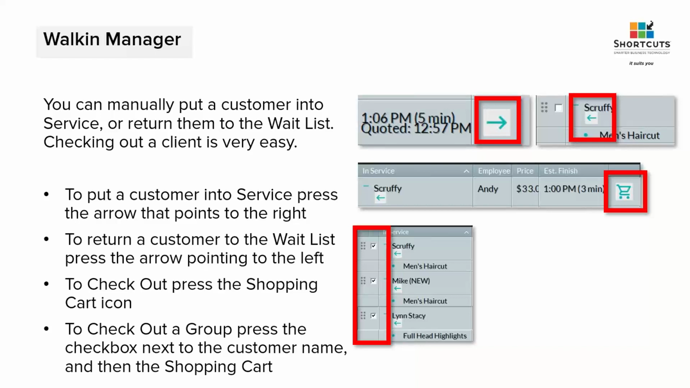And if there's multiple customers and they're in a group and one person's going to pay for all their visits, so mom or dad show up and they're going to pay for the kids, then you can actually press the checkbox to the left of all of those customers, and when you check them out, they'll be checked out as a group.